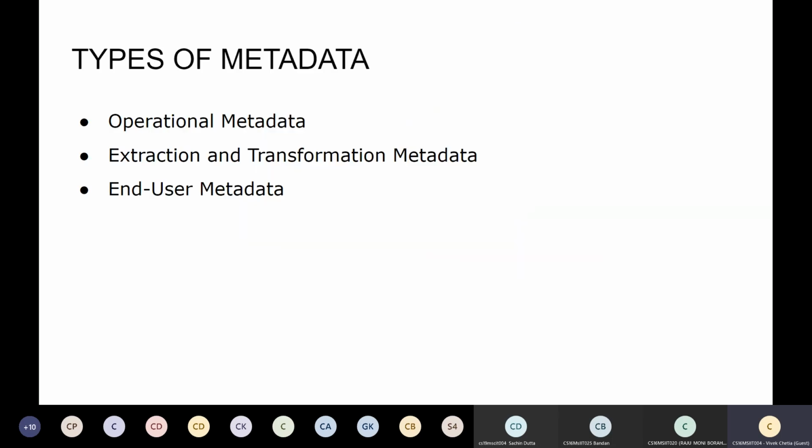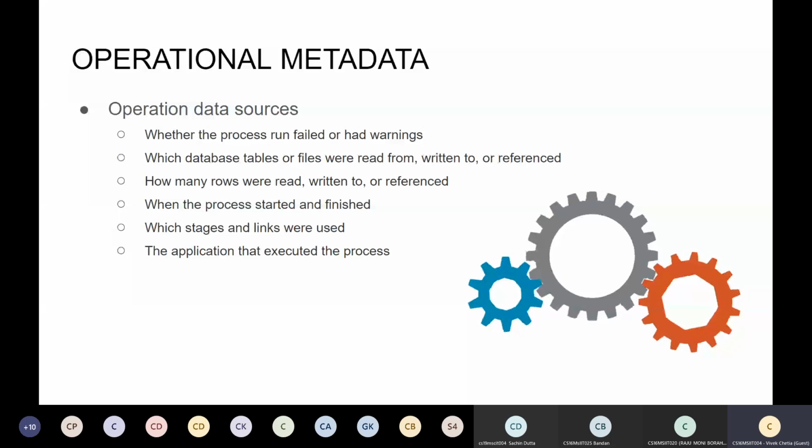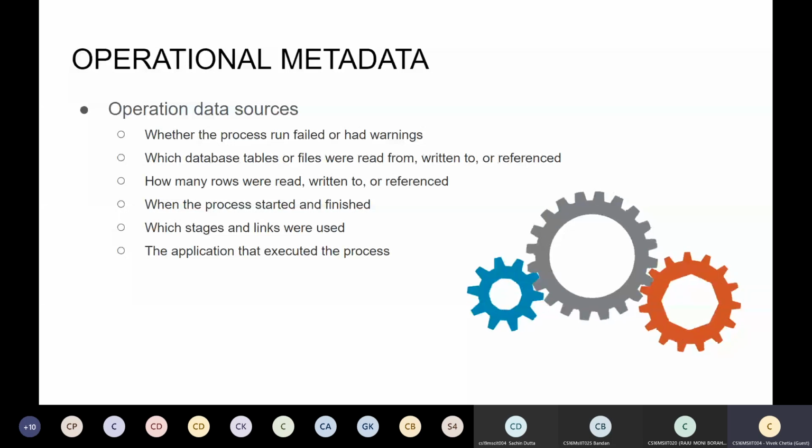And lastly, the types of metadata: operational metadata, extraction and transformation metadata, and end user metadata. Extraction and transformation metadata can also be called technical, and end user metadata can also be called business metadata. The operational metadata contains information about the operational data sources, which tells how many rows were read and written, what processes were started and finished, and which application executed.